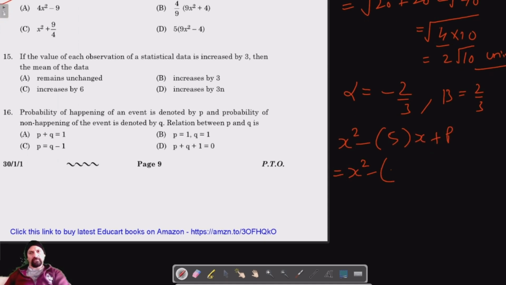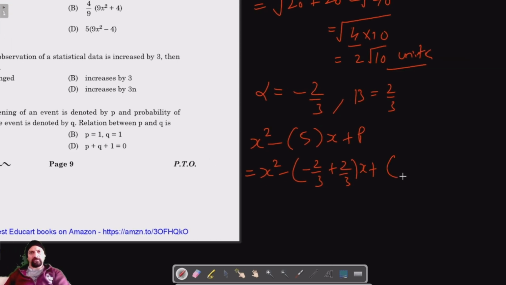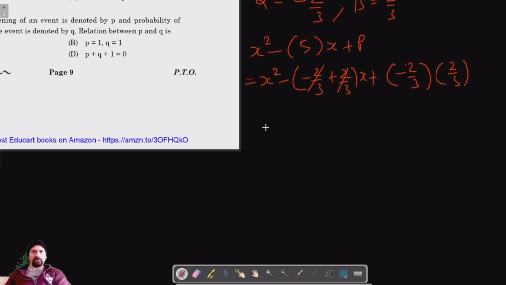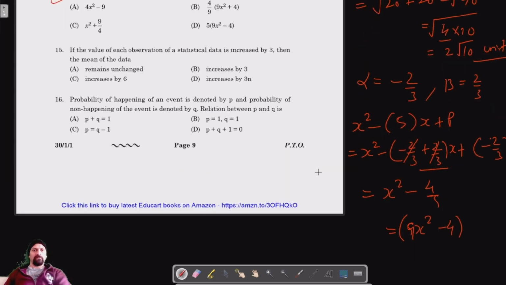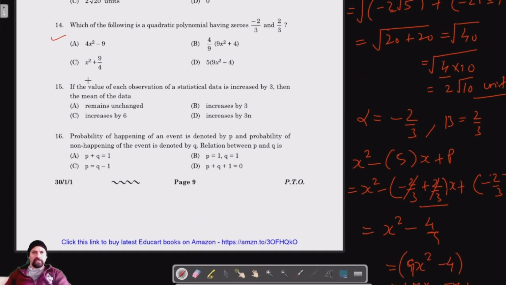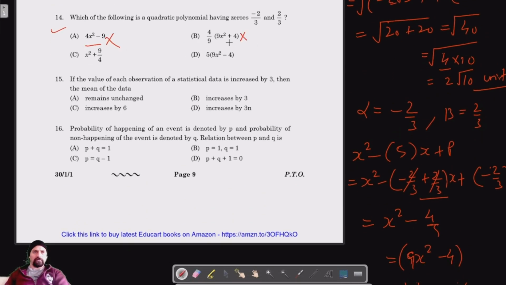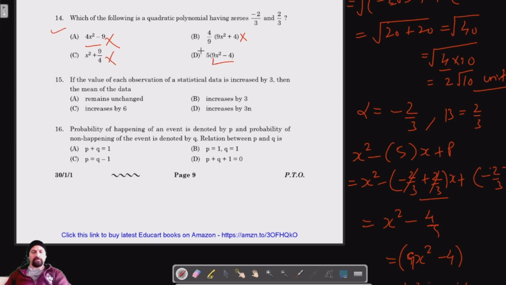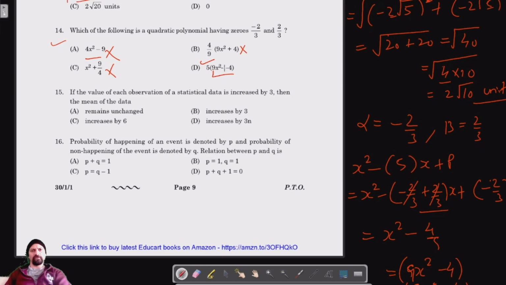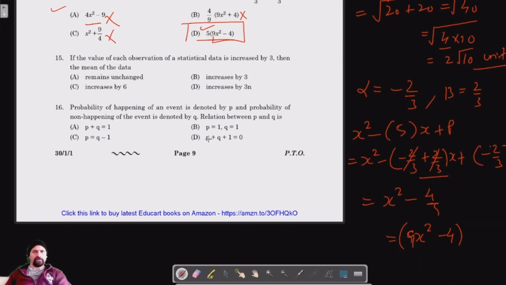So sum of zeros is minus 2 by 3 plus 2 by 3, and product of zeros is negative 2 by 3 into 2 by 3. So this gets cancelled, and this is x square minus, so this is 0, and we have minus 4 by 9. So this can be written as 9x square minus 4 is the polynomial. And if we check the given options, this is not 9x square minus 4, this is not the one. It's not the one. This can be the one which has y, which is a constant. So the correct option is option B.